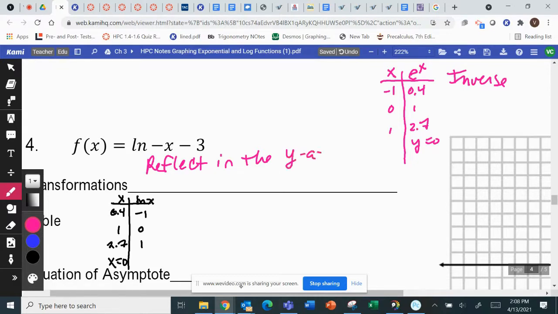Y, yes, y-axis. And then we've got a translate 3 units, where? Down? Is she right? Yes. Why is it not like left or right? Not in parentheses, exactly. So down is going to be on the y side, and then multiplied by -1 will be on the x side.